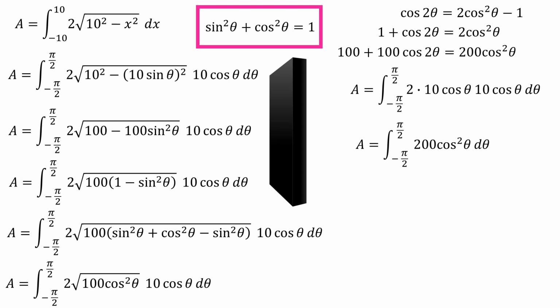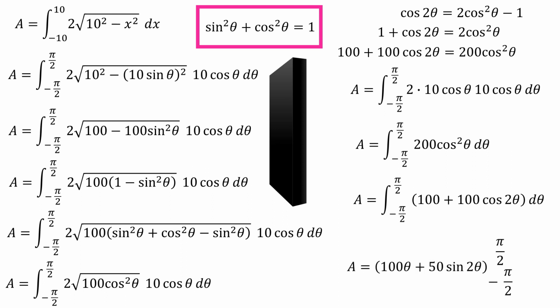If I just want cosine squared theta, I could divide by 2, but if I look inside the integral, there's a 200 on that cosine squared theta, right? Not a 2, but a 200. So that's why I multiplied everything by 100. So I can replace 200 cosine squared theta with 100 plus 100 cosine 2 theta. And now we have something we can integrate.